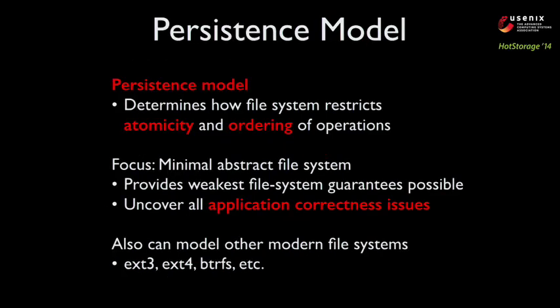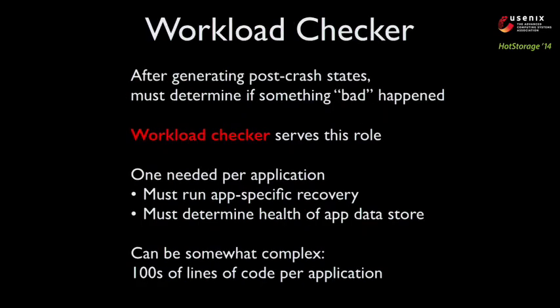Now, the persistence model is basically what we talked about already. It determines how a file system restricts the atomicity and ordering of operations. And what we're mostly going to focus on is a real minimal abstract file system, where we're basically looking at the weakest guarantees a file system could provide, like ext2, actually, in many ways. And we're looking to uncover application correctness issues, or what we call application crash vulnerabilities, that if you ran this application on some abstract file system that had very weak properties, it wouldn't work. But we can also model other file systems, and I'll talk about the results of looking at these application protocols on real file systems or real file system persistence models as well.